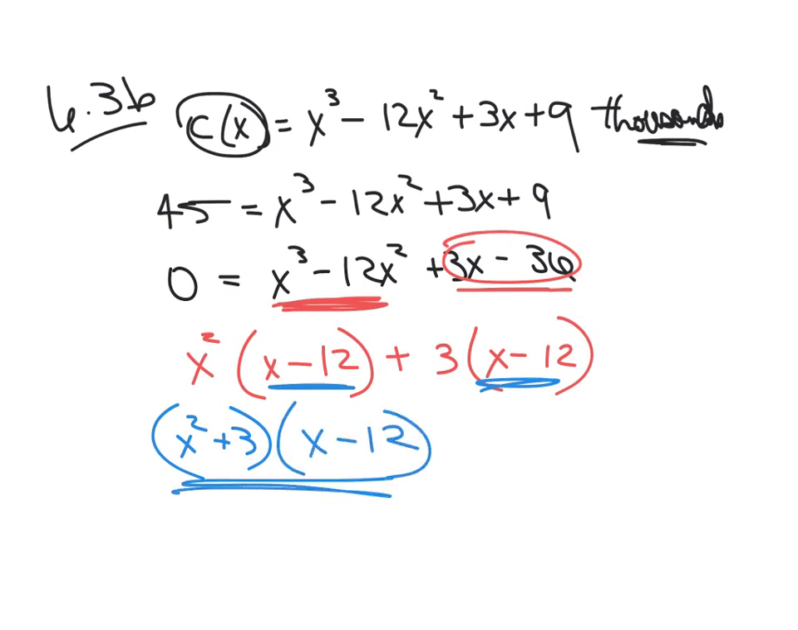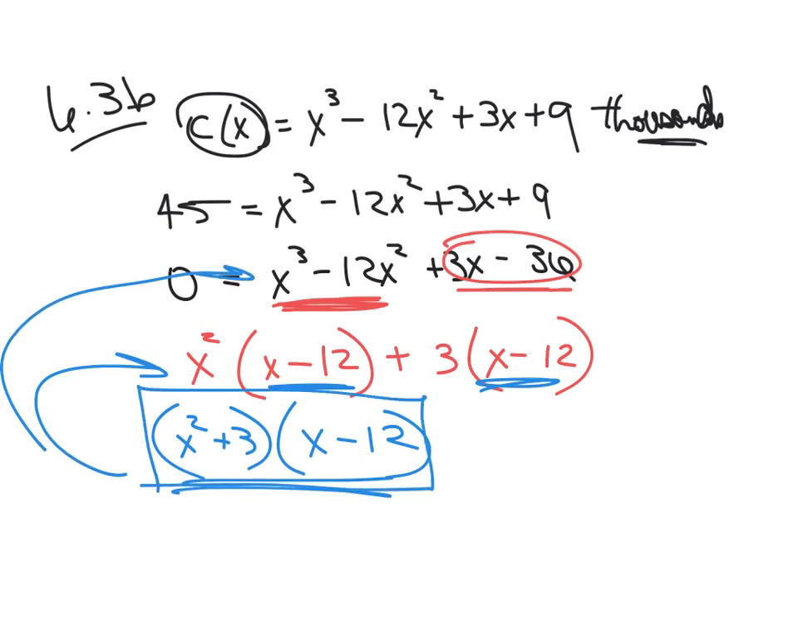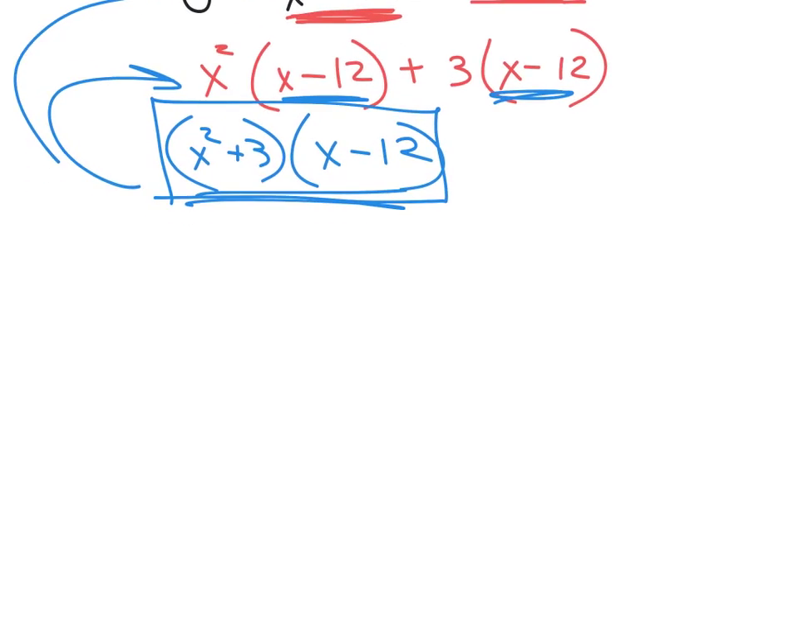Now, if we multiply this together using FOIL, we're going to end up getting this back. So this is the correct way of grouping. All right, so once we have it grouped, now we have to find x, and that's why we group it. So we set them both equal to 0.